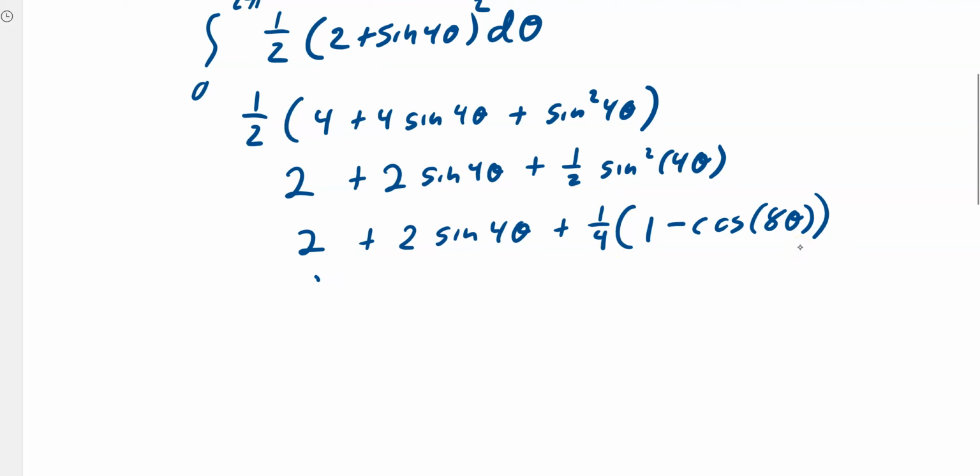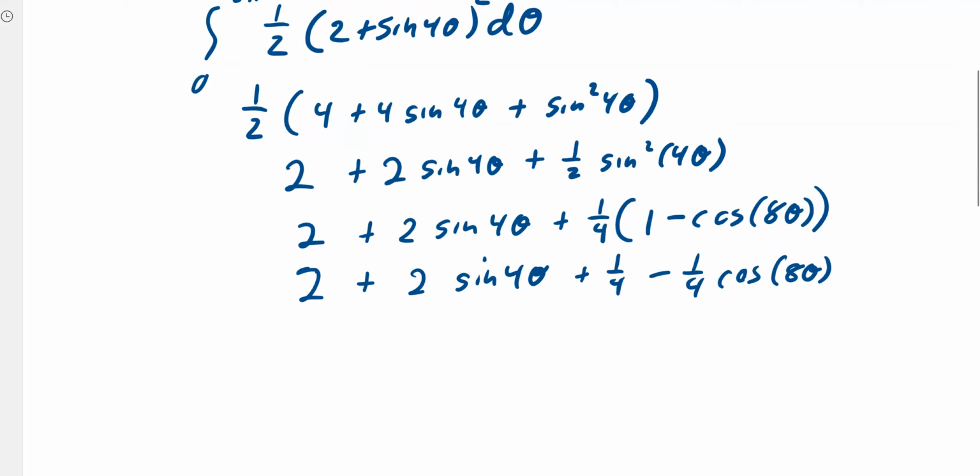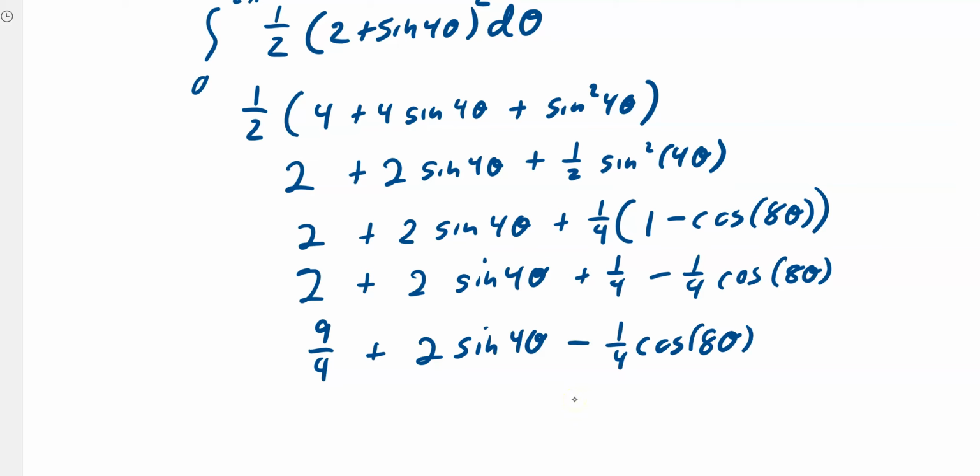All right, so now we have 2 plus 2 sine 4 theta. And remember, at the very end, you get to check with the calculator. So we're just going through the motions. If we make a mistake, we'll go back, fix it, and everything will work out. It's nice. All right, so now we end up with 5/4. Wait, 8 would be 9/4 plus 2 sine 4 theta, because I'm doing 2, which is 8/4, plus 1/4 is 9/4, minus 1/4 cosine 8 theta. It's very easy to make little simple errors on these.